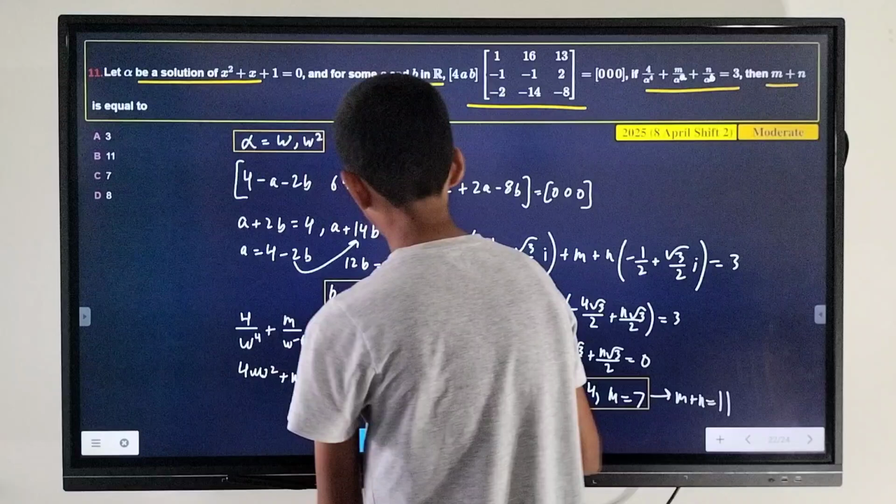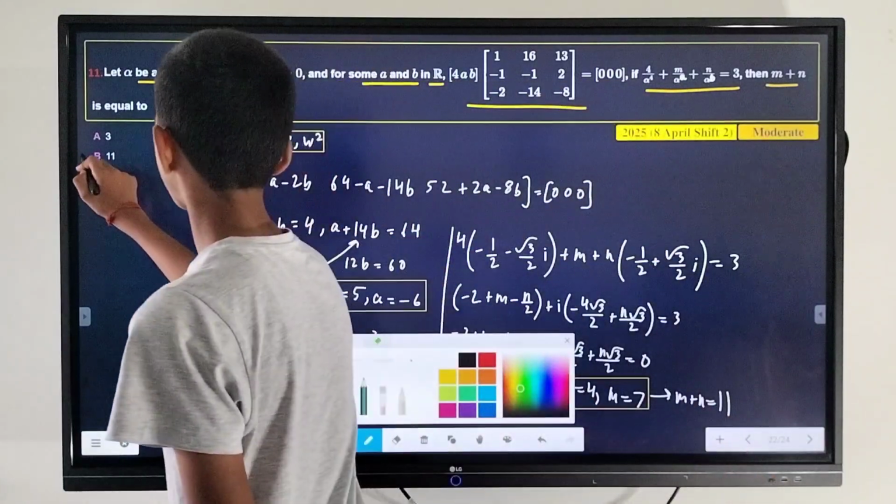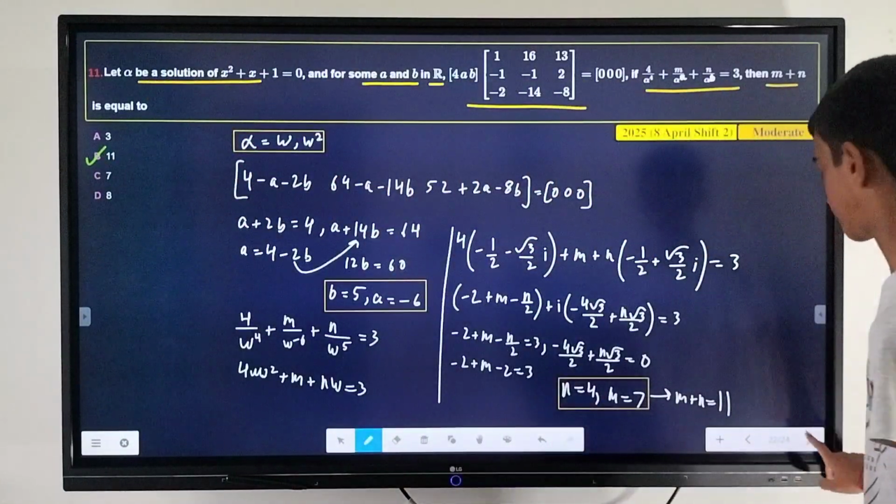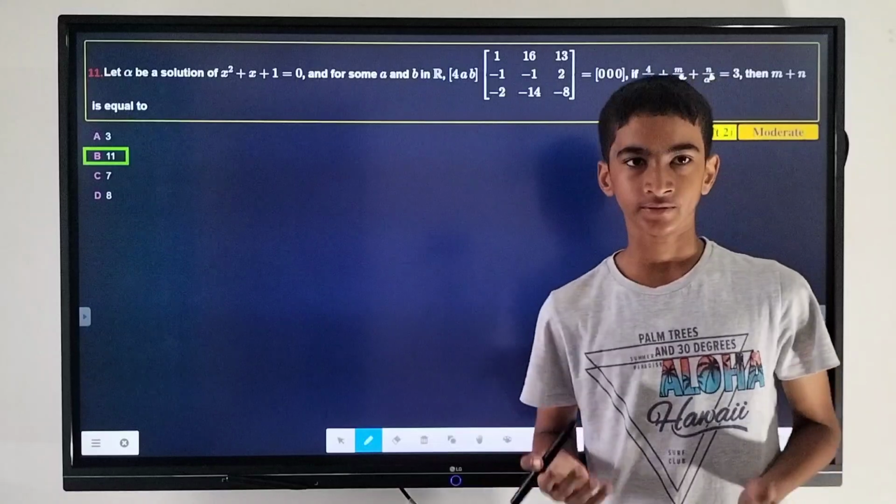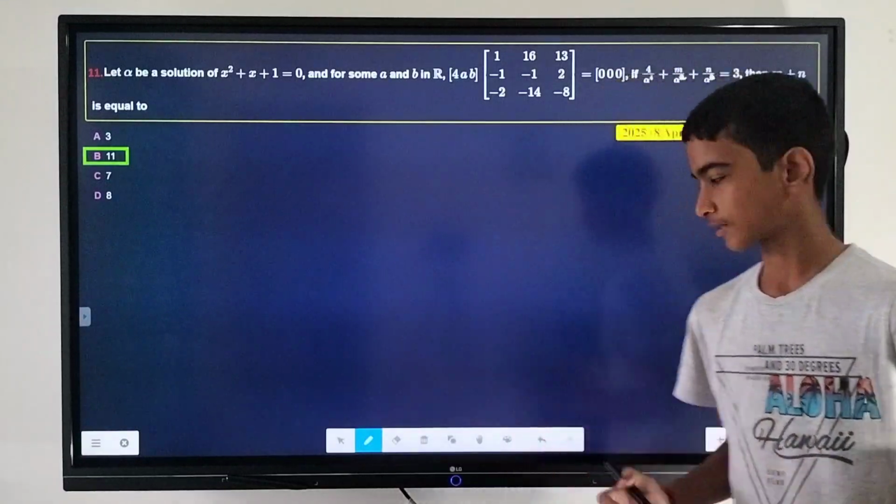So our answer is option B, and here is our solution, and we can see that our answer is correct.